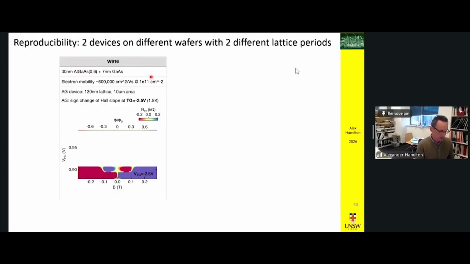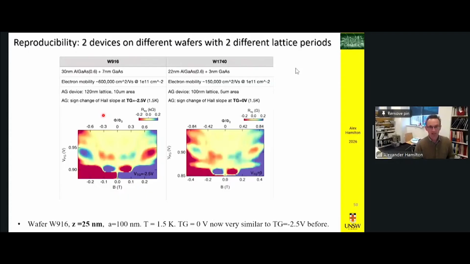And so the data I showed you was from this wafer. It's 37 nanometers deep. It's got an electron mobility of 600,000, 120 nanometer period. And this is the Hall voltage as a function of magnetic field, showing that periodic reversal. We've actually done measurements on multiple wafers. Here's another wafer. It's a completely different wafer. It's got a totally different electron mobility. The lattice constant we've also changed. The size of the device is also changed by a factor of 2.